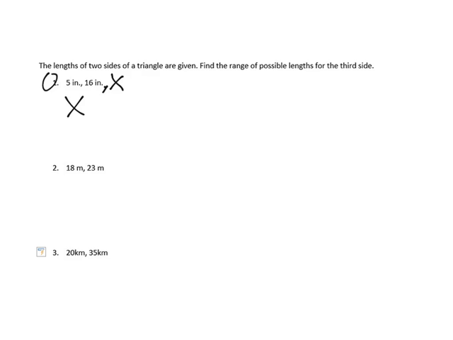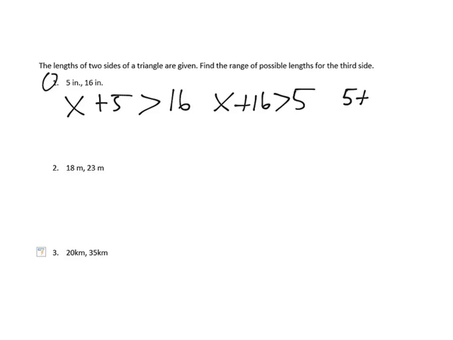So x is going to be my third side. Okay, I'm just going to erase that, I don't need that. So I would write it like this: x plus 5, so x plus the other side, must be greater than 16. I know that x plus 16 must be greater than 5. And I know that 5 plus 16 must be greater than x.